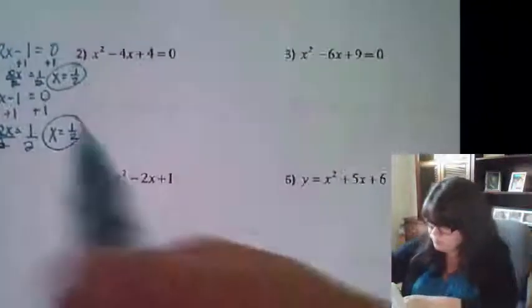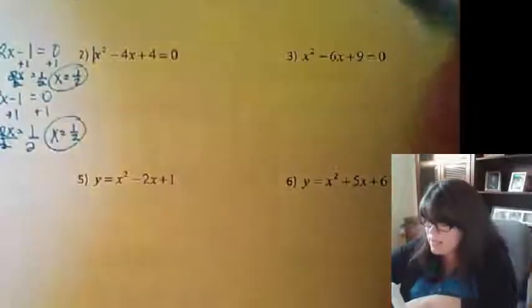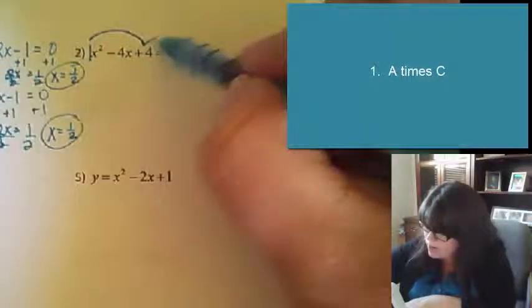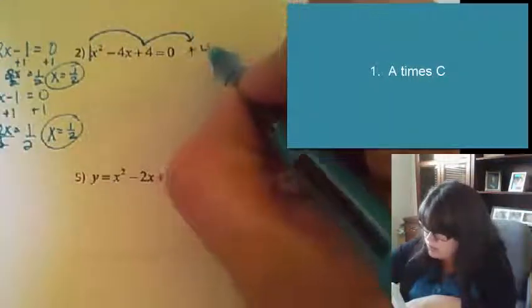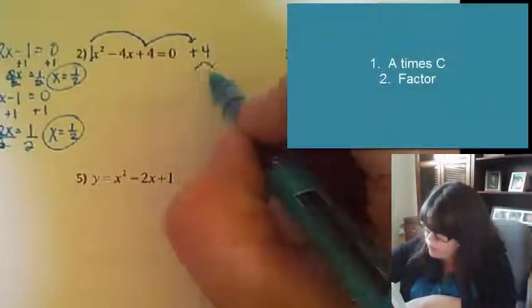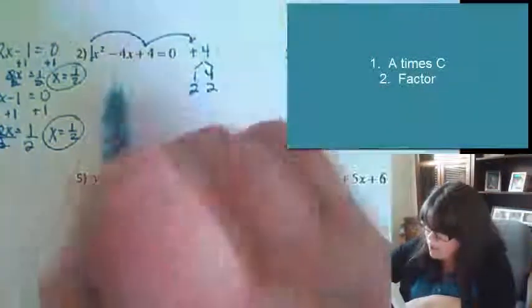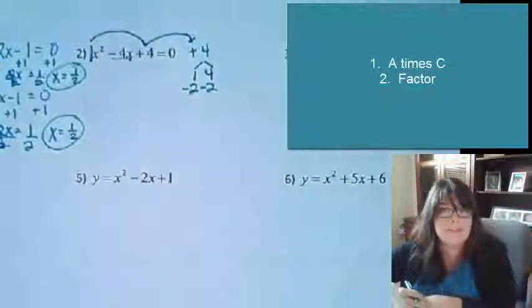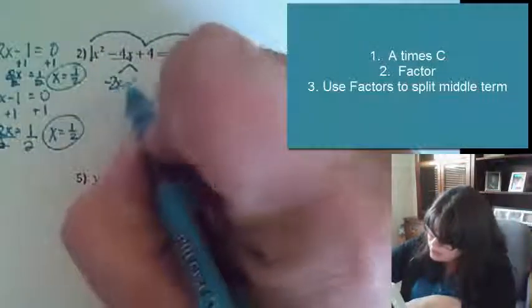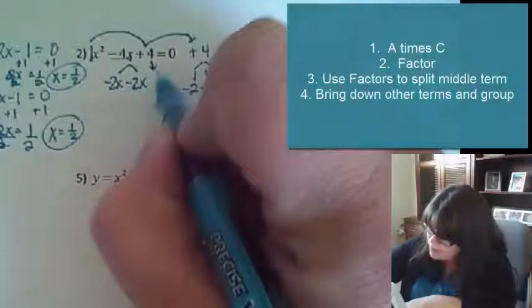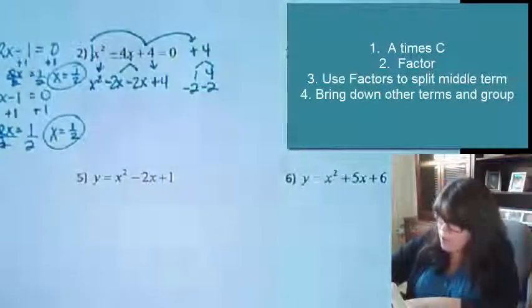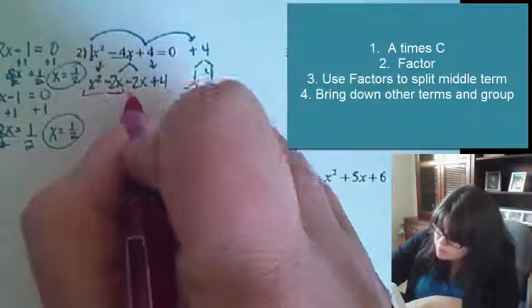Let's do number 2. We've got A is 1. So we're going to do A times C. This number times this number, and it gives us positive 4. And I need factors of 4 that will combine to give me negative. Hey, we just had this one. Negative 2 and negative 2. All right, let's take a look. I'm going to split this middle term into negative 2x, negative 2x. Bring down my last term, bring down my first term. Now I have groups.